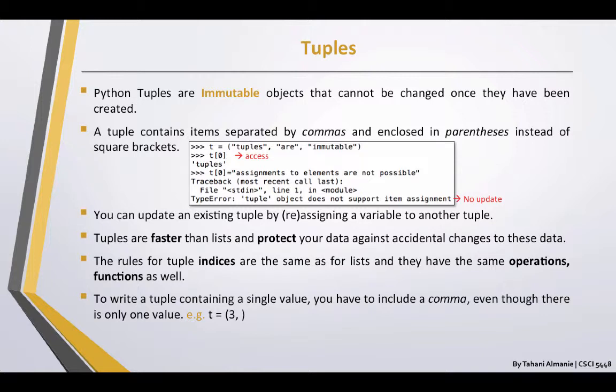Like strings and like lists, tuples have the same rules for indices, and it has the same operations and functions like lists. To write a tuple containing a single value, you have to include a comma like this.